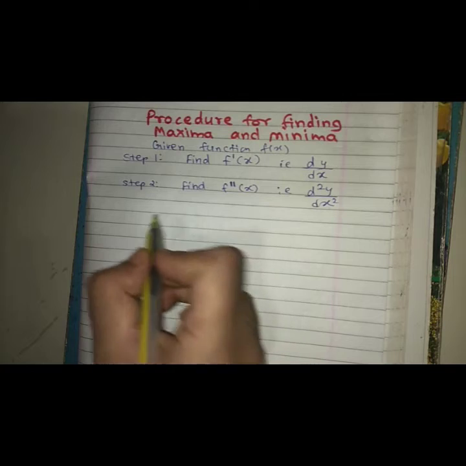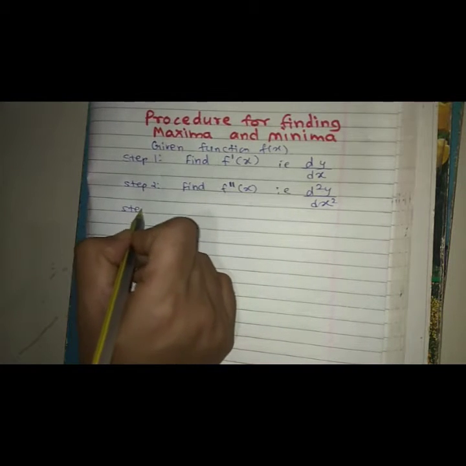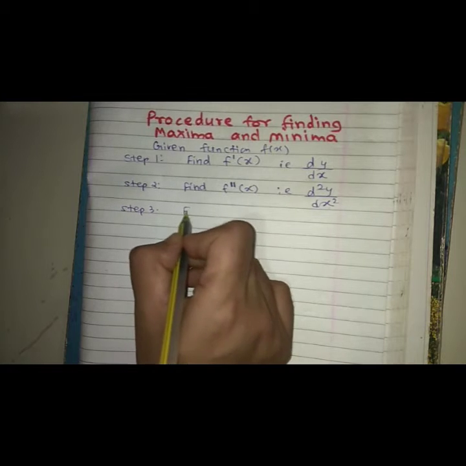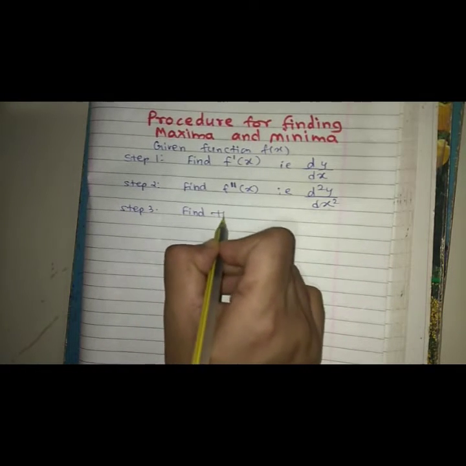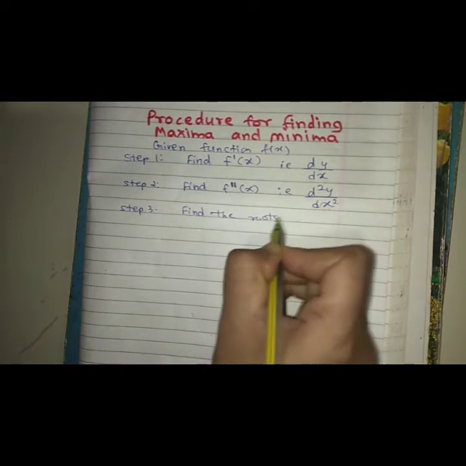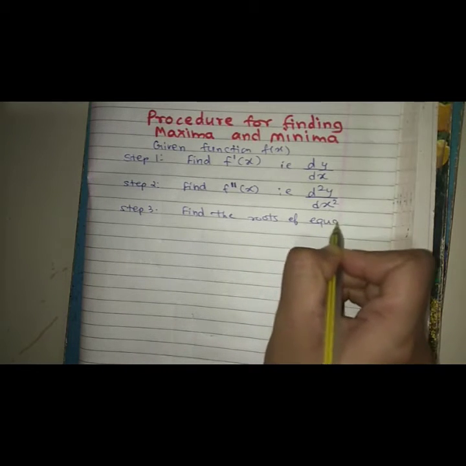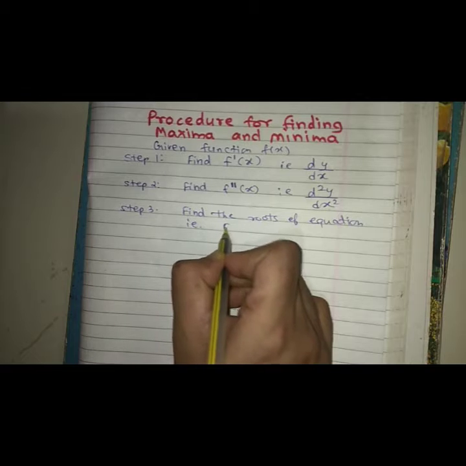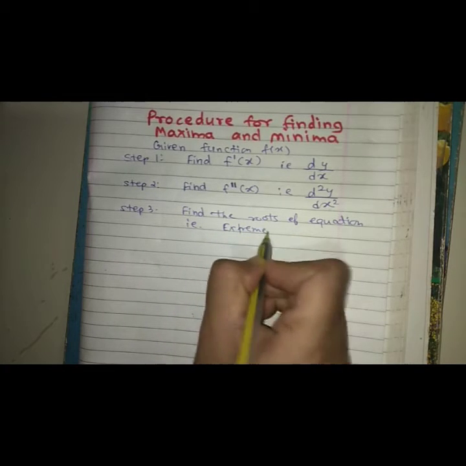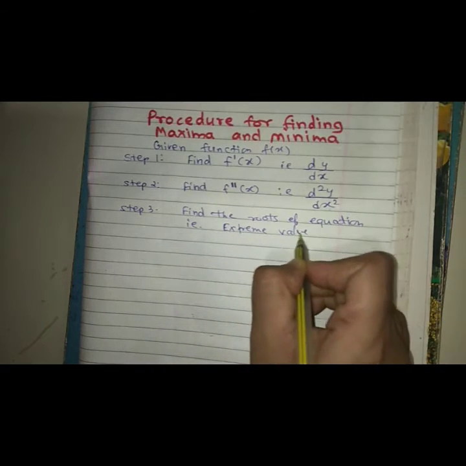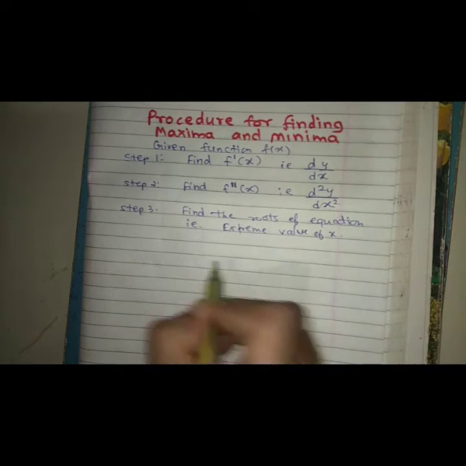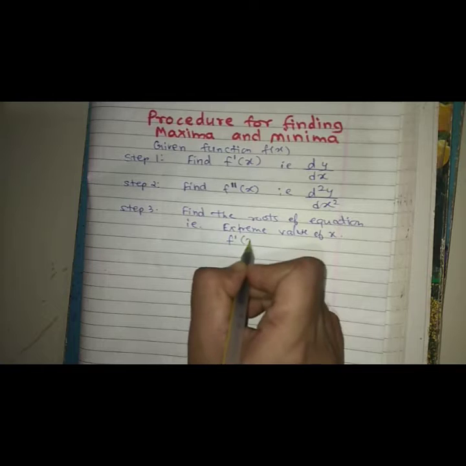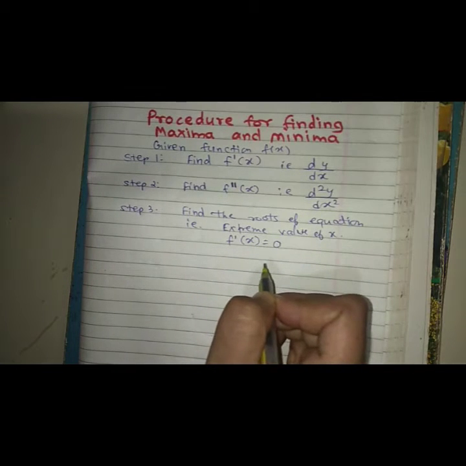The third step we have to follow: find the roots of the equation, that is, the extreme values of x for the function. For that we have to use f dash of x is equal to 0.